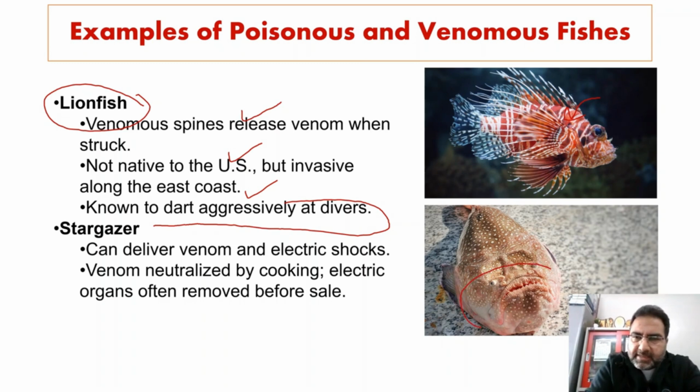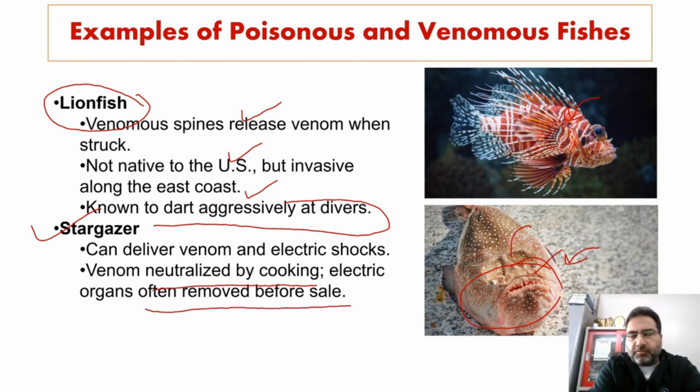Then another fish known as the stargazer. It can deliver venom and electric shocks. Yes, it also has the ability to generate an electric current. Venom is neutralized by cooking, but electric organs are often removed before sale. So some of the fishes we studied were poisonous, and some are known as venomous because of their ability to inject.